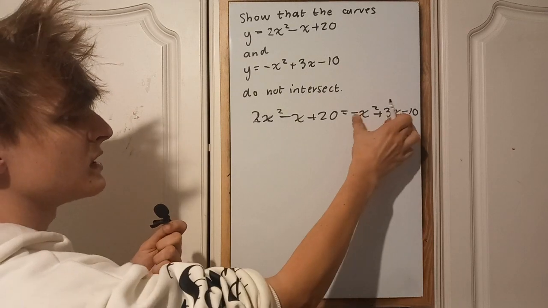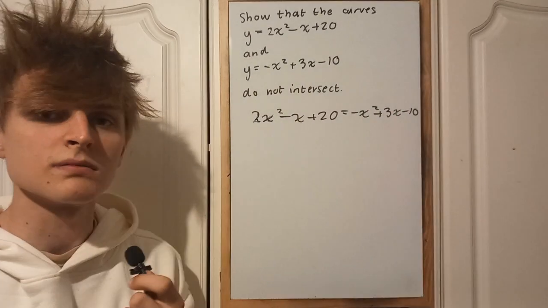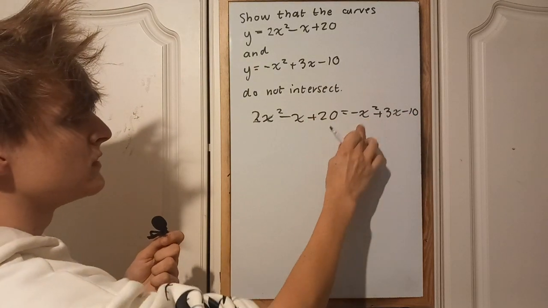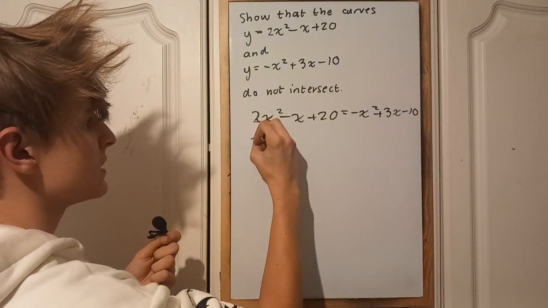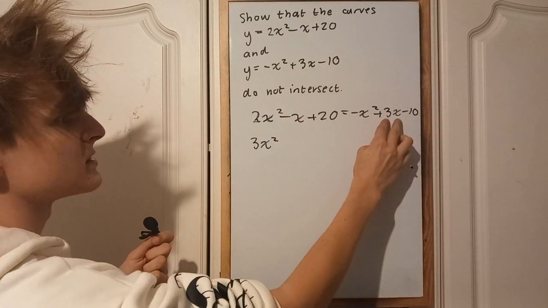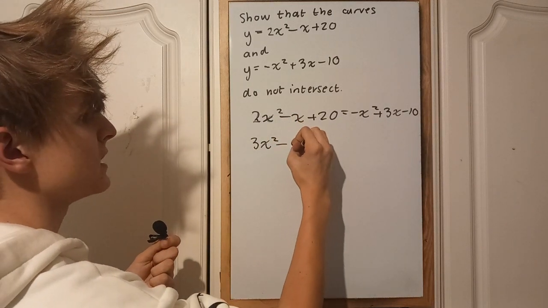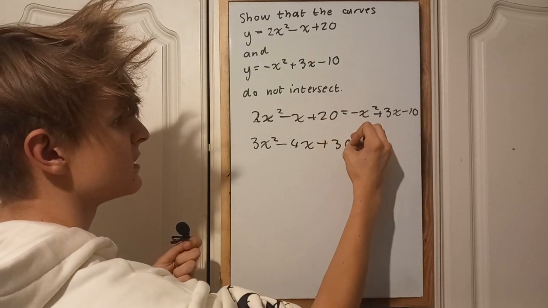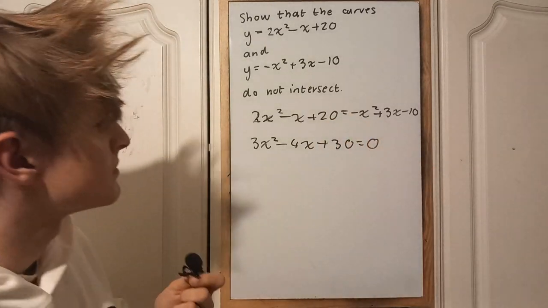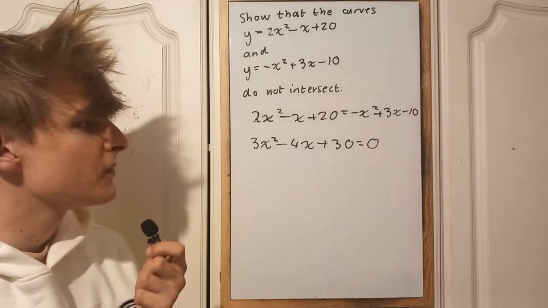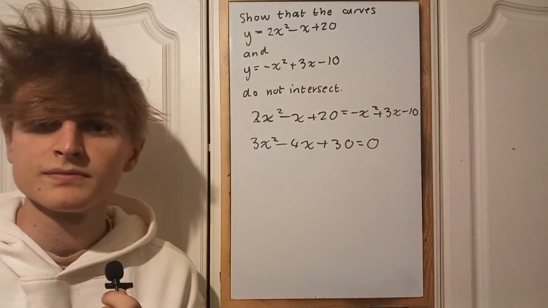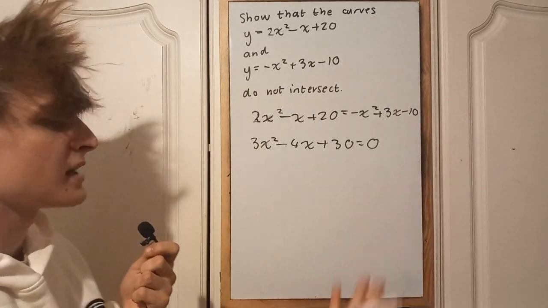So we're going to need to get an equals 0 on one side so we can solve it as a quadratic. So we're going to move all of this to the other side. Moving the x squared over, we get 3x squared. And then subtracting the 3x, we get minus 4x. And then adding the 10, we get plus 30 equals 0. Now, still nothing obvious is screaming out at us on why this can't happen, right? I mean, surely it's a quadratic, there has to be solutions.